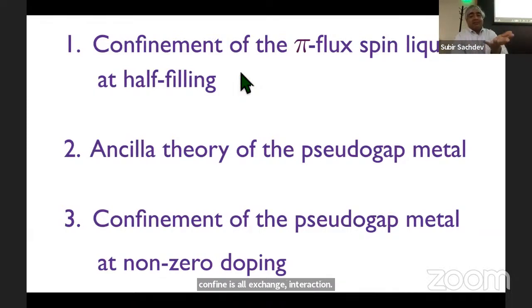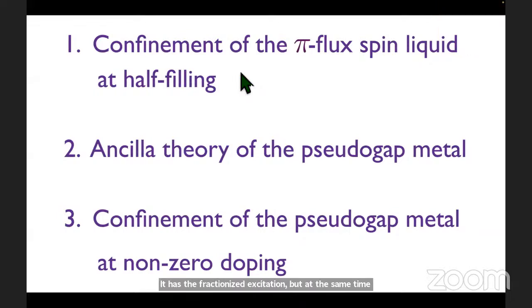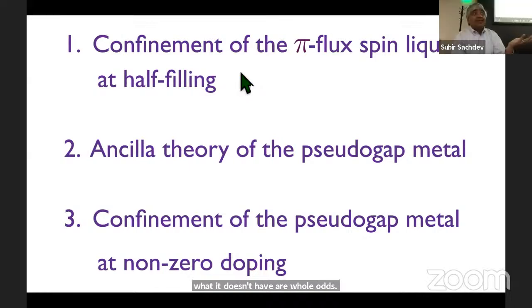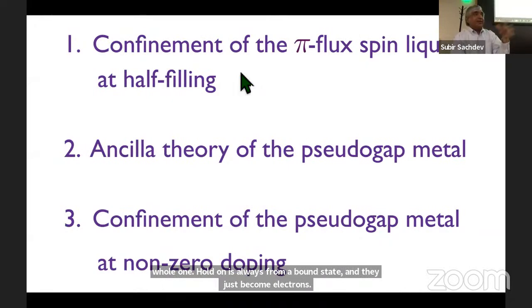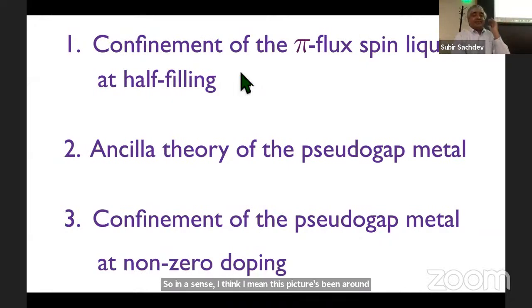So the pseudogap in this picture has both. It has the fractionalized excitations, but at the same time, what it doesn't have are holons. Holons always form a bound state and they just become electrons. So in a sense, this picture's been around for a while, even in the early days, but not taken very seriously. Certainly the very early papers were just dealing with holons, and that just gives you the wrong picture.